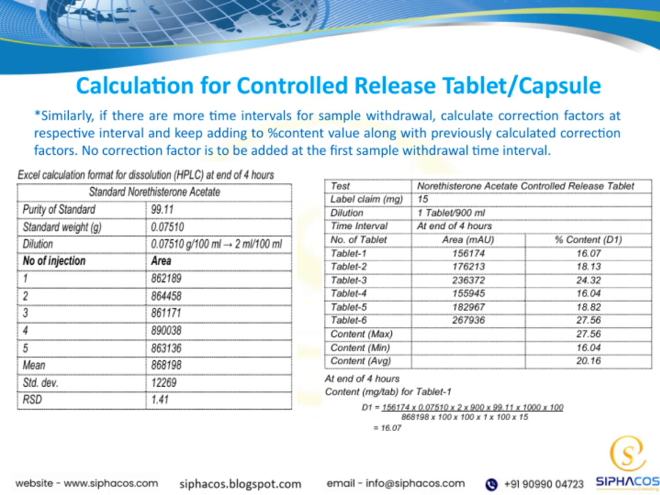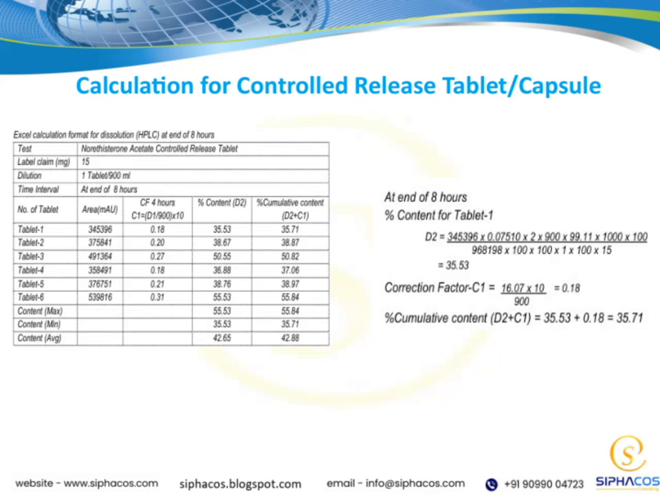This approach ensures that we accurately account for the drug release and absorption over multiple intervals, which is especially crucial for controlled release formulations like tablets and capsules. By doing this, we can better understand the drug's release profile and ensure our calculations reflect the true pharmacokinetic behavior of the dosage form. Let's take a closer look at the calculation process for controlled release tablets and capsules.